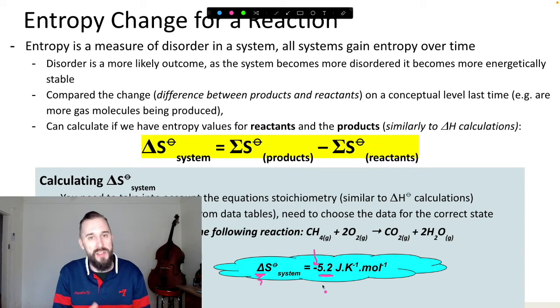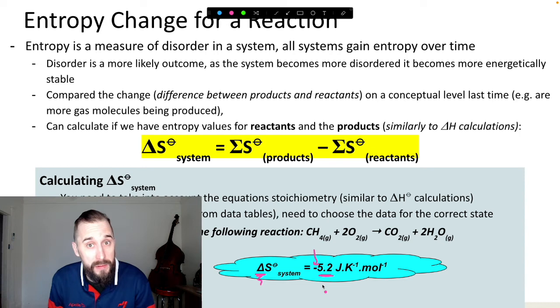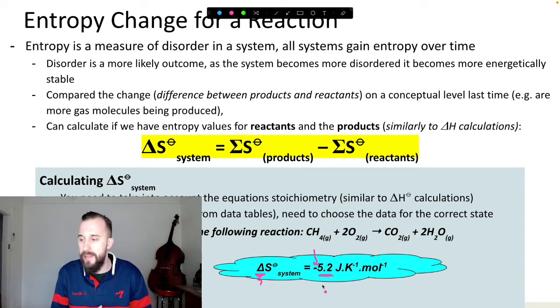We've also got a value of 5.2. That's telling us how disordered it's getting or not getting. And that's quite a small number. So this is saying we're actually having a very small increase in order. We're having a very small decrease in entropy.